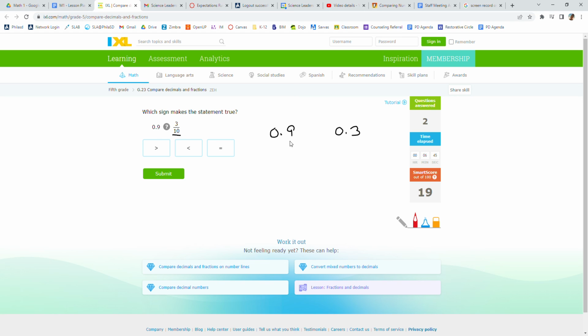They have the same number of digits after the decimal place, so we don't have to add any trailing zeros. But looking at all of our digits in order from left to right, we have a 0 in our ones place and a 0 in our ones place here, so that doesn't tell us anything. But here we have a 9 in our tenths place and a 3 in our tenths place. Well, 9 is bigger than 3, so our alligator is going to be eating 0.9. So that would be this symbol here.